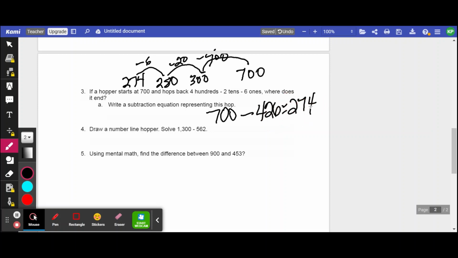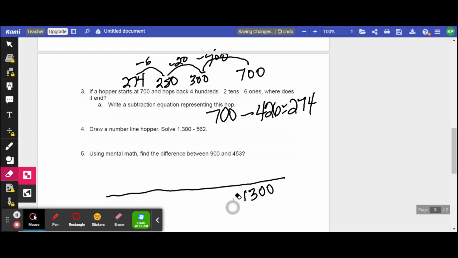Okay, draw a number line hopper and solve this. So it starts at 1,300. You know, I'm going to draw it below to get myself a little bit more room. Okay, so I'm going to start off at 1,300, and I'm going to hop 562. So if I know that my number line starts right there at 1,300, okay, first thing I'm going to do is hop. I'm going to do the hundreds first. So I'm going to minus 500.